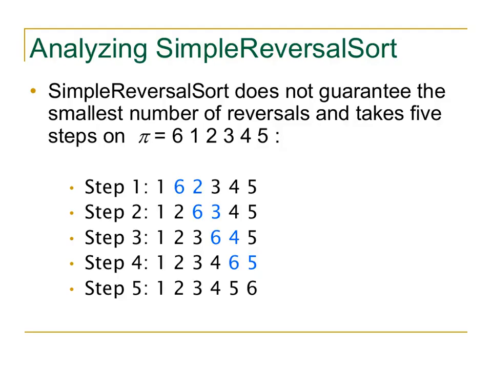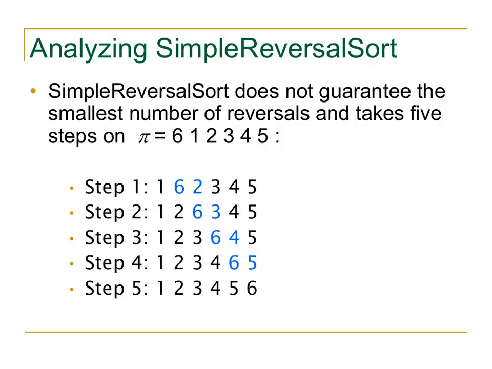1. Reverse the first 6 elements. 6, 1, 2, 3, 4, 5 → 1, 6, 2, 3, 4, 5. 2. Reverse the first 2 elements. 1, 6, 2, 3, 4, 5 → 1, 2, 6, 3, 4, 5. 3. Reverse the first 3 elements. 1, 2, 6, 3, 4, 5 → 1, 2, 3, 6, 4, 5.